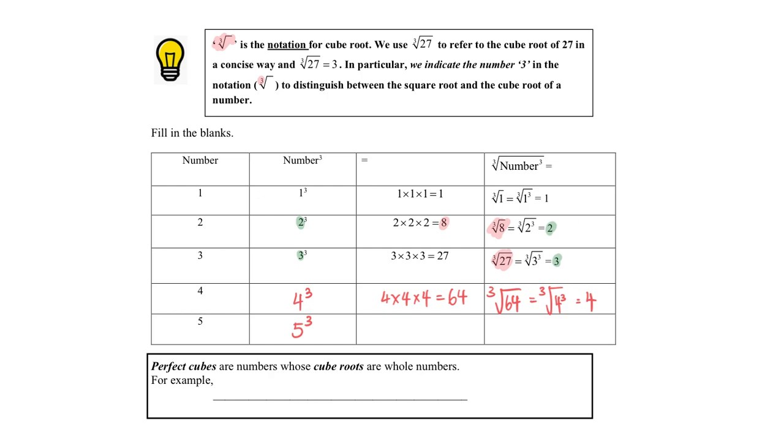Same goes for 5 power 3, which is 5 times 5 times 5, 125. If I cube root 125, it means that I'm trying to cube root 5 cube. That will give me 5.